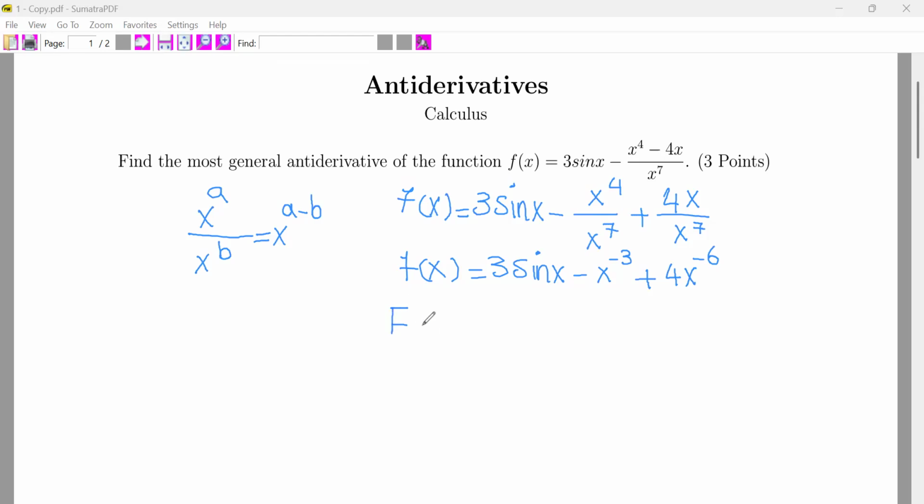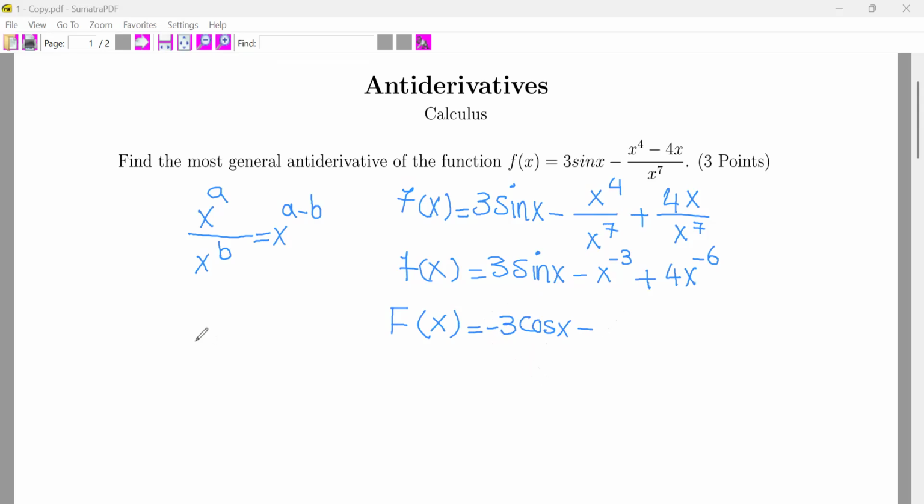Now for finding capital F of x, which is the antiderivative, we think of a function. If we take the derivative, we would have sine. That would be cosine, but we need a negative here, because if we take the derivative of cosine, that would be negative sine. So we need another negative here to cancel that negative.